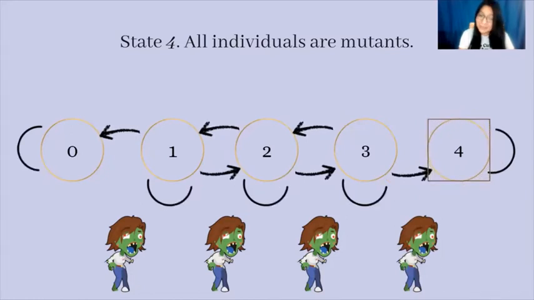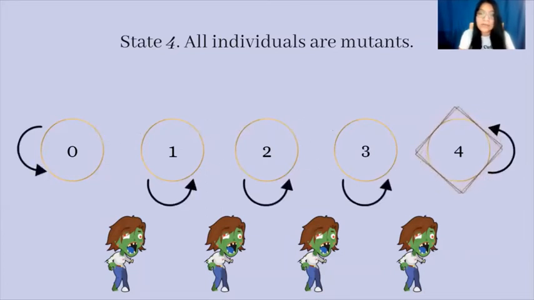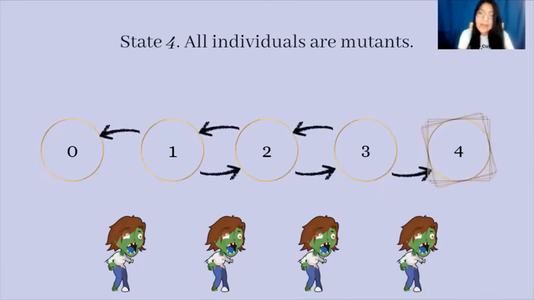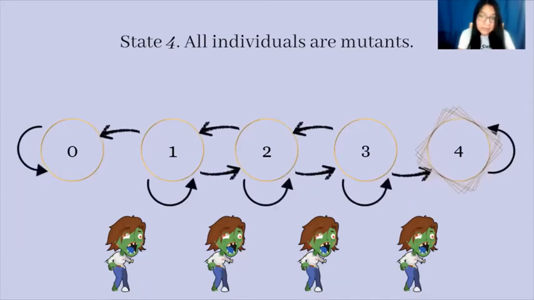Finally, we have state 4. In this state, all individuals are mutants. It has no exit arrow because there isn't a way for a resident to reproduce. They will always be only mutants over time.